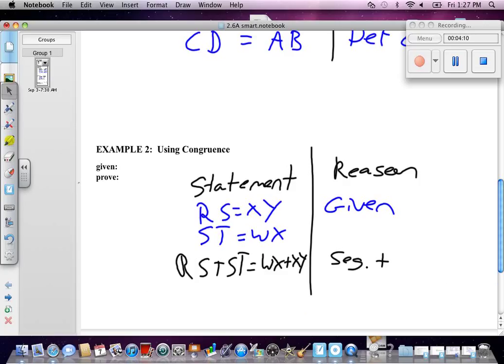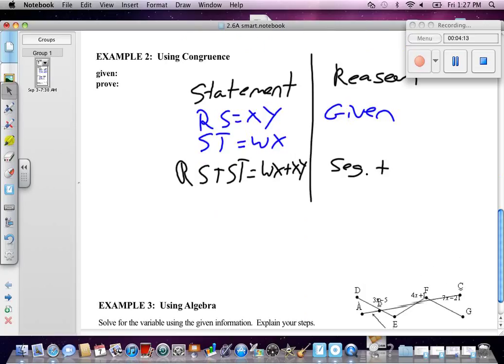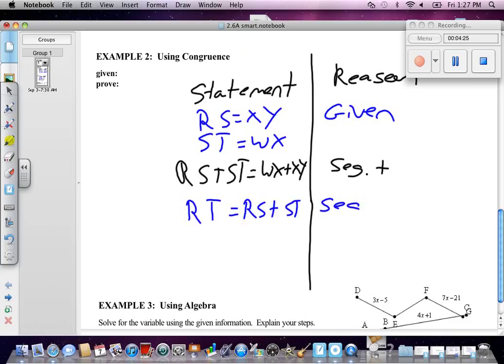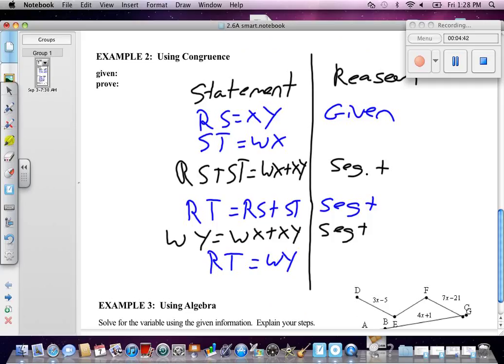Okay, and now yours unfortunately was cut off and it's continued on the back. Sorry about that. Next we've got RT equals RS plus ST. This is also segment addition. And then we've got WY equals WX plus XY. Again, segment addition. So therefore, RT must equal WY. What would we call that? If we make these equal to each other, we call that substitution.